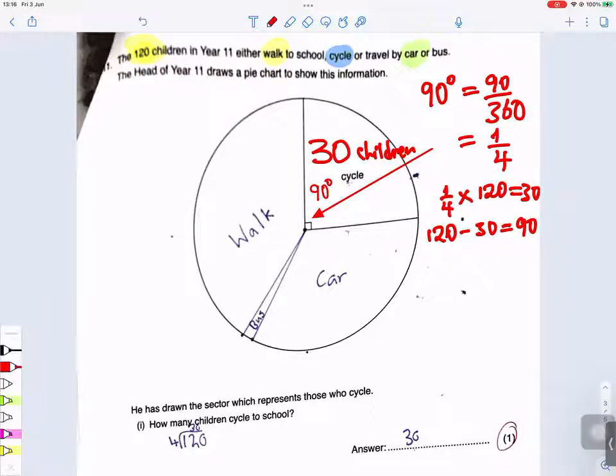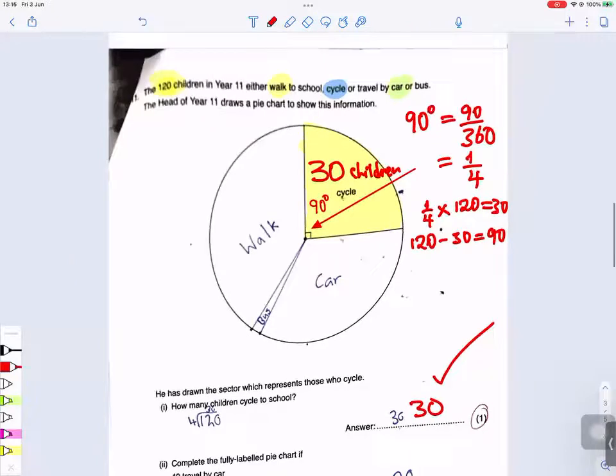It says the head of year 11 draws a pie chart to show this information. So he has drawn the sector which represents those who cycle, and I have it there in yellow. How many children cycle to school? We worked that out as 30, and that gives you the mark. Let's go to the next part.